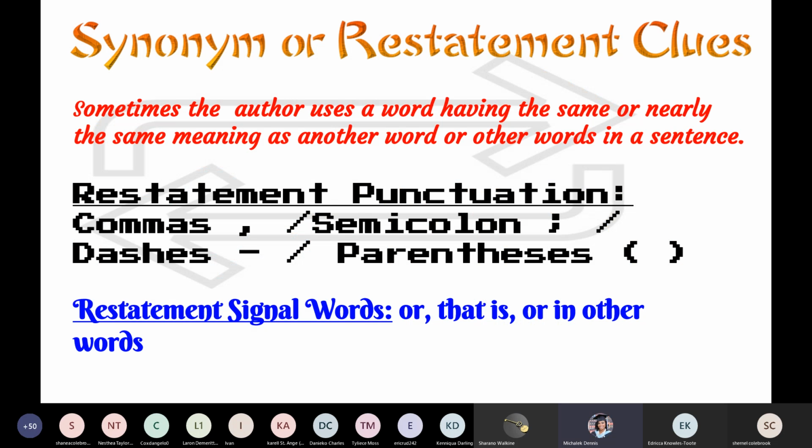Now, when we talk about synonym or restatement clue, remember we said that we're making connections. Synonym or restatement clue. What do you think synonym or restatement clue means? What do you think this particular clue will be about based on the words that you see or based on the name of it?